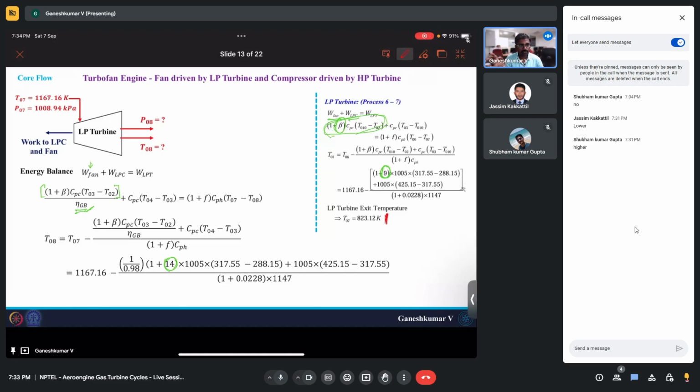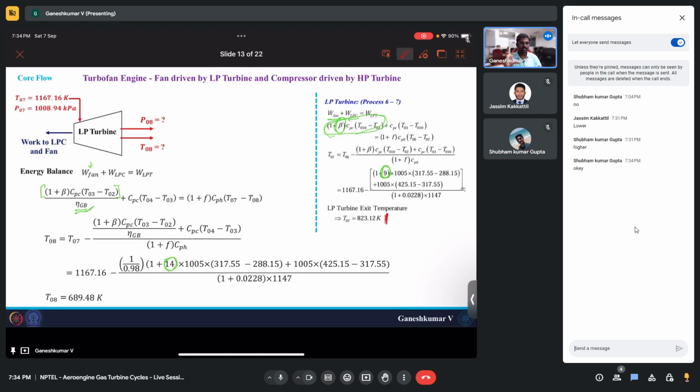And since you are giving more work, how does that work come? You have to extract that work from the gases only. If the inlet temperature and pressure of the gases is the same for these two turbofan engines, the exit temperature should go even lower, right? So that is the reason why it will be lower. And as Jasim said, you will end up having 689.48 Kelvin, around a 120 Kelvin difference.